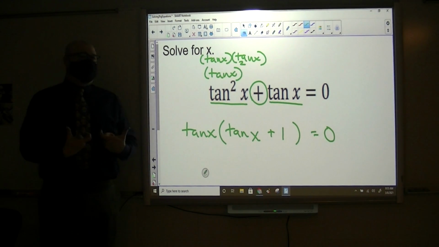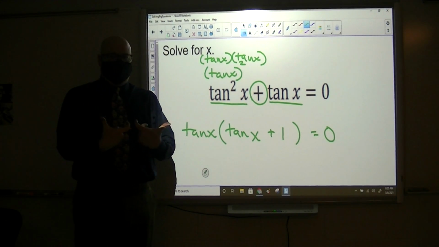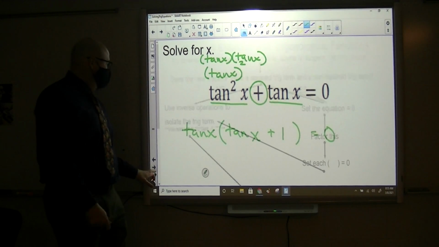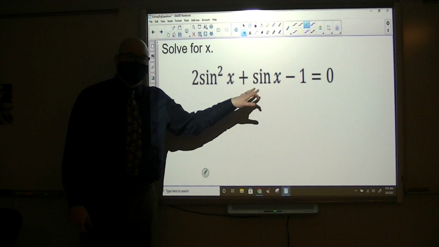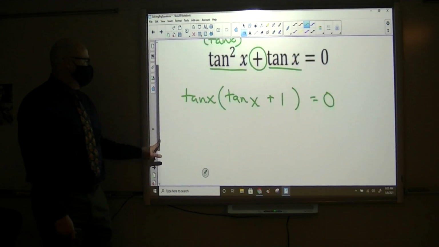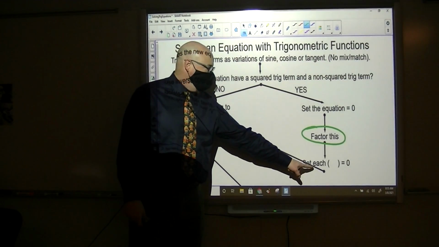We didn't get binomials, and that's okay. If you're like, where's the other binomial, the two parentheses that I'm supposed to be multiplying? That only happens when we have a trinomial. We'll see that in the next example. So in this example, we just have this statement. So, factor, done. Now what?